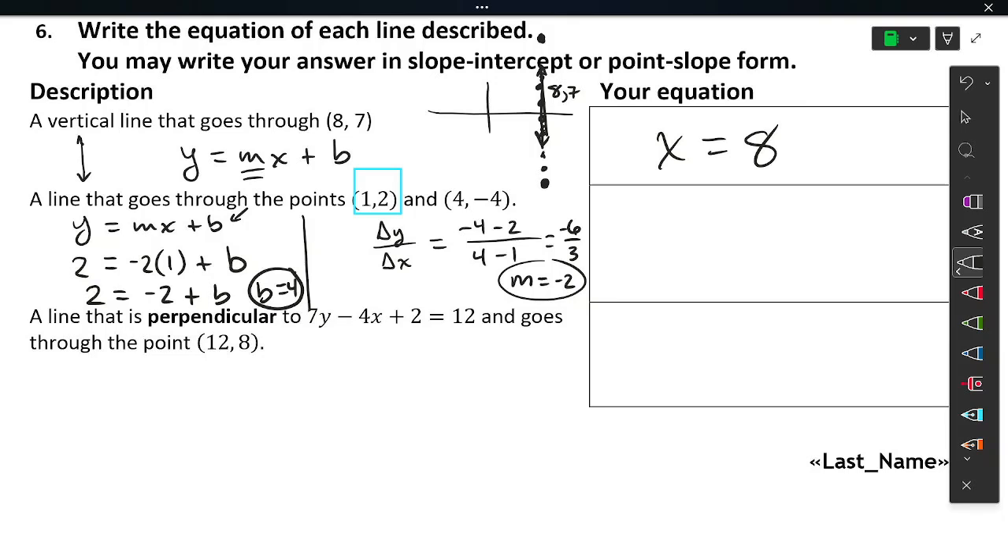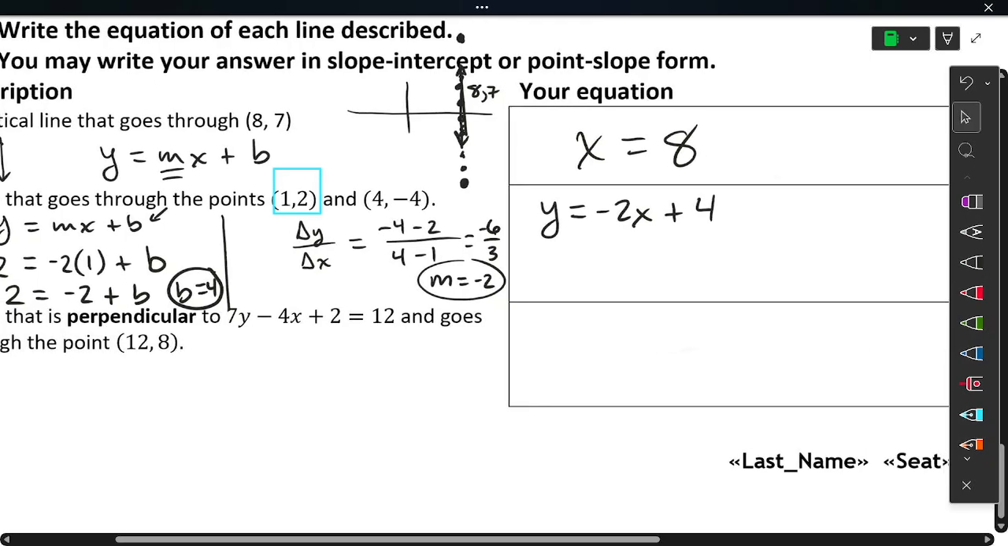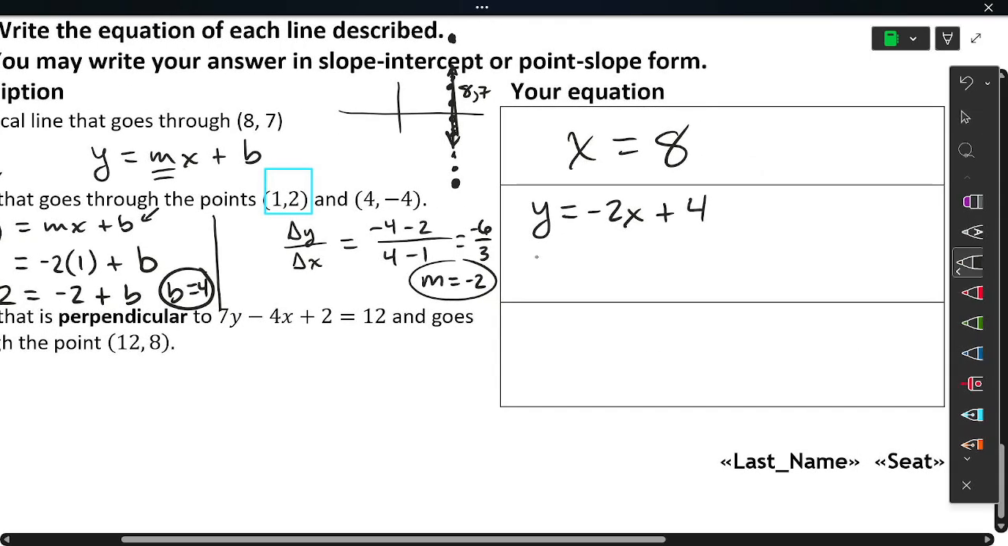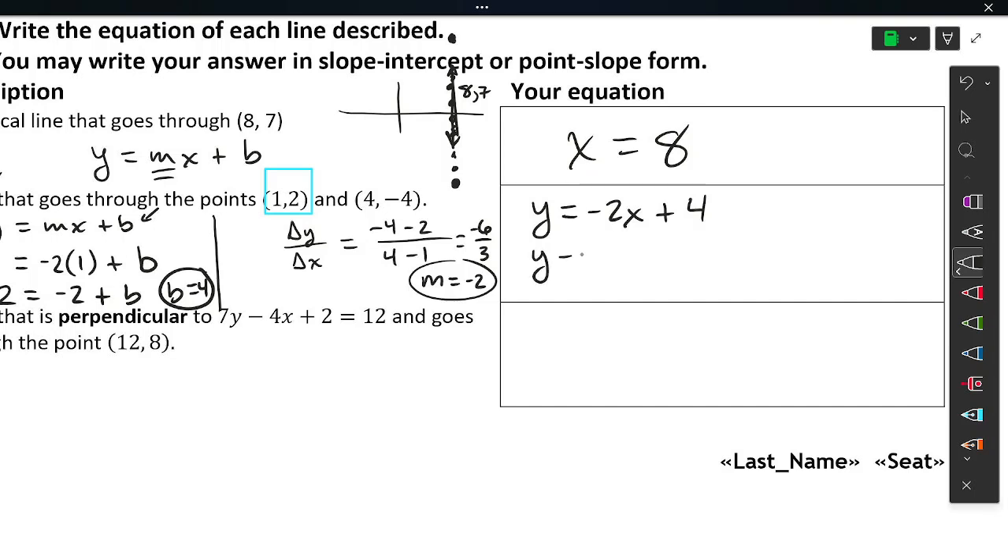So I can write the equation of the line. It is y is equal to -2x plus the number 4. There are other ways I can write this, and either one of these would have been acceptable. Using point slope form, I could have written down y minus my known y value for that point I boxed in blue. So I can write y minus 2 is -2 times the quantity of x minus 1.